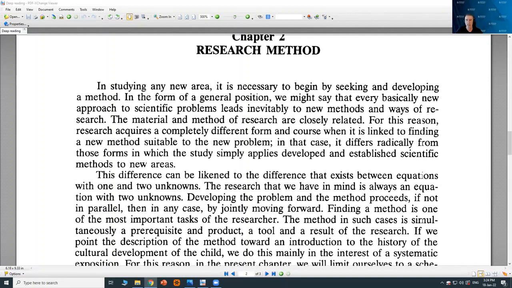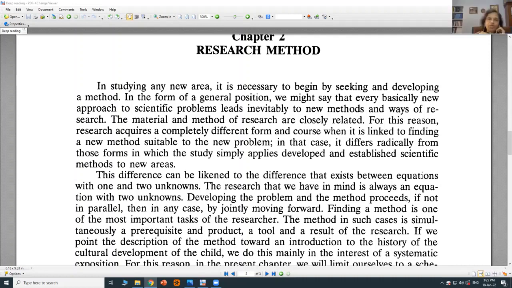And the second reader in the line is, who is? Tara? Tara, yes, okay. Tara, please, the second sentence is yours. "In the form of a general position, we might say that every basically new approach to scientific problems leads inevitably to new methods and ways of research." Okay, what is your interpretation of this sentence?